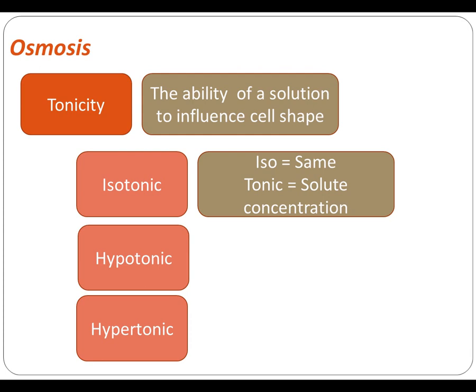There is no net what? Direction, flux of water. In an isotonic solution, because the solute concentrations are equivalent, there's no gradient, and so water's not going to exit or enter more. It's just going to be equal. So the cell will stay balanced.